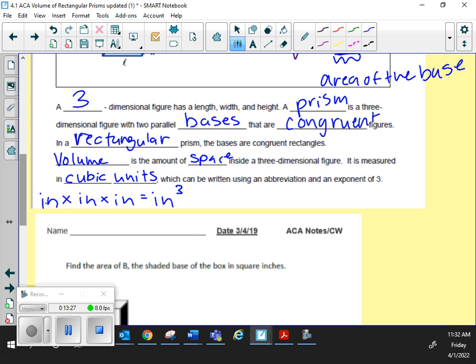When we looked at area, it was length times width, so that was inches squared because there were only two dimensions. Because it's volume, it's length, width, and height. All right, moving on. We're going to get a little bit of practice now.